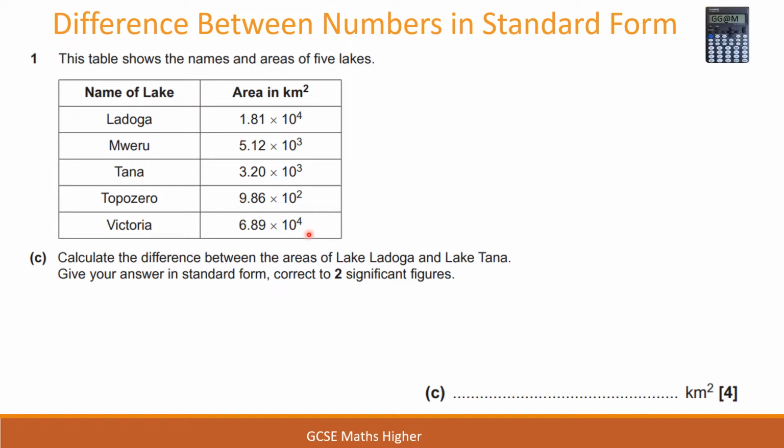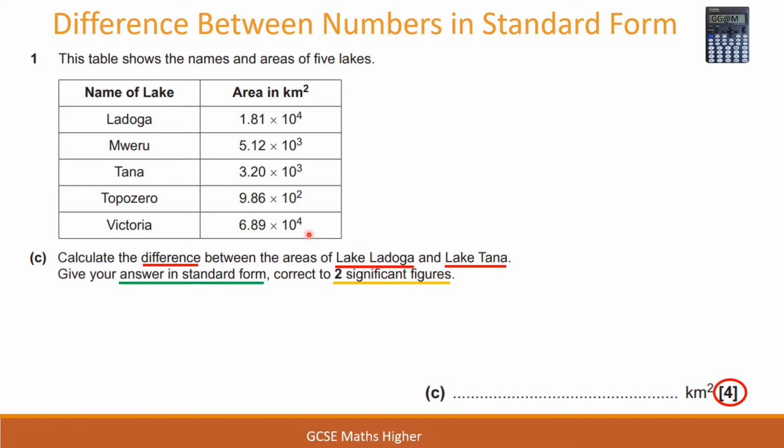The keywords in the question are the difference between the two lakes that are identified in the question. You've got to give your answer in standard form, and then you've got to round that number to two significant figures, and this will be worth 4 marks in the exam.